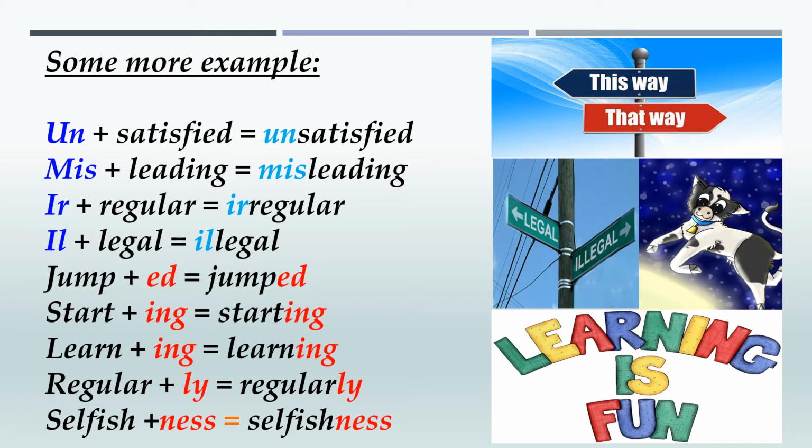Some more examples. You can see here some words: unsatisfied, misleading, irregular, and illegal. In these four words, you can see the highlighted parts are prefixes, and in the last five examples: jumped, starting, learning, regularly, and selfishness, you can see the highlighted parts are suffixes because they are added to the end of the word.